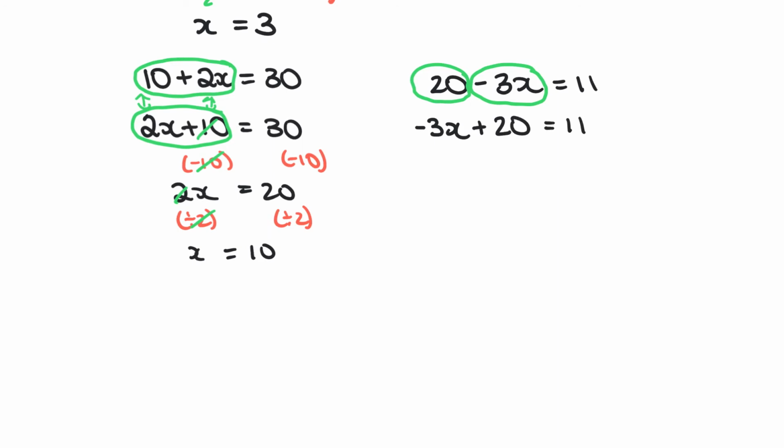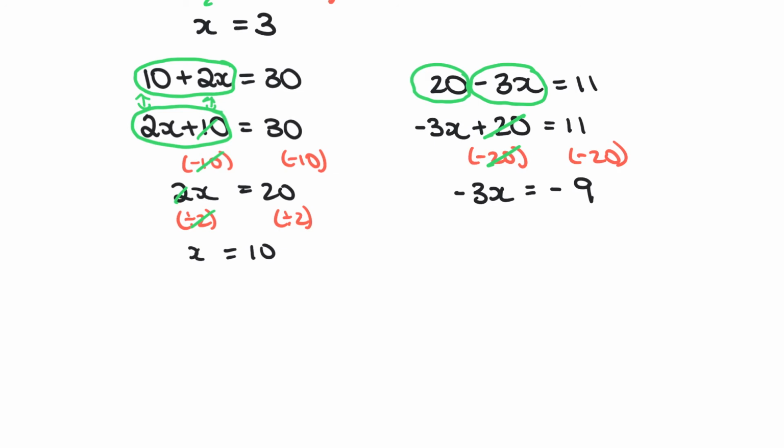So if we want to rearrange that one, we just have to make sure to keep that minus sign attached to the 3x. We would then subtract 20 from both sides. So the add 20 and the minus 20 would cancel, leaving us with a minus 3x. And 11 minus 20, well, that is a minus 9.